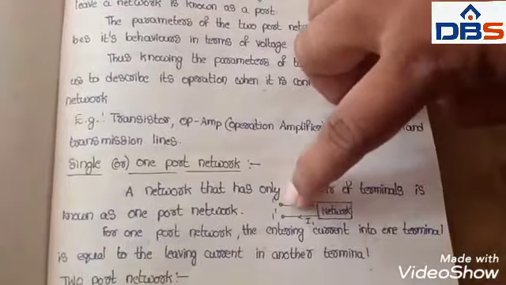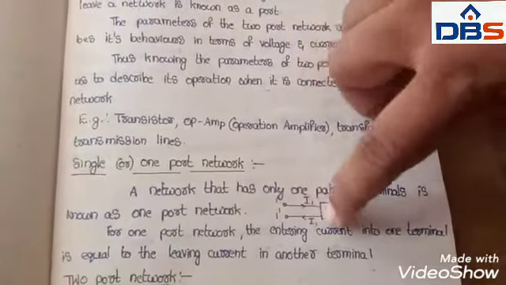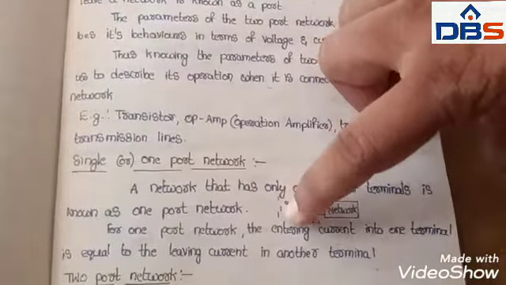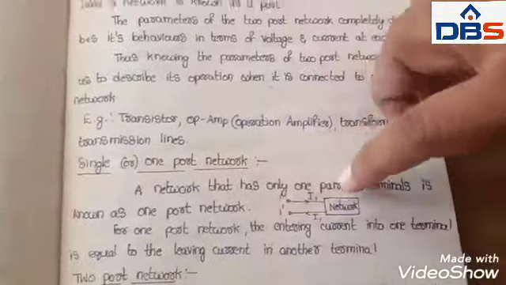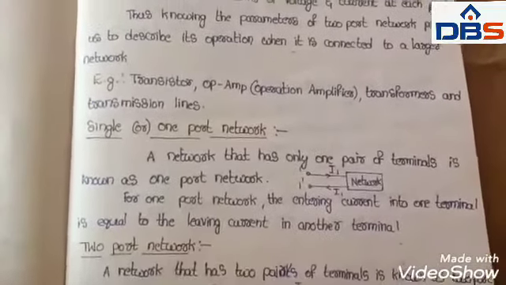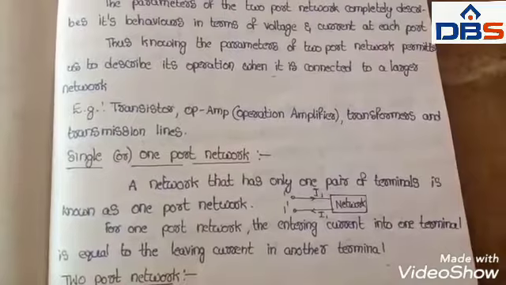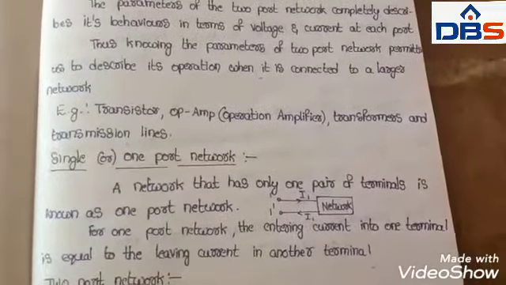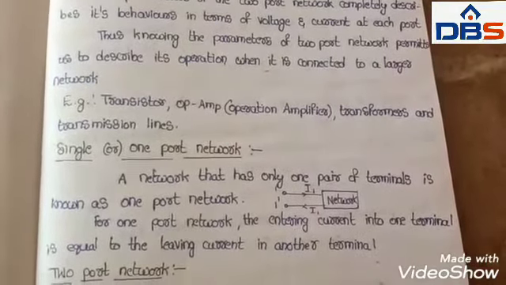The entering current and the leaving current at one pair of terminals, 1 and 1 dash, we can term as only one port. For a one port network, the current entering one terminal is equal to the outgoing current in the other terminal. And the main concept is the two port network.